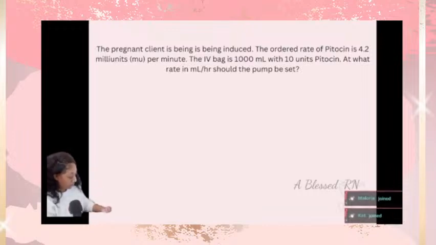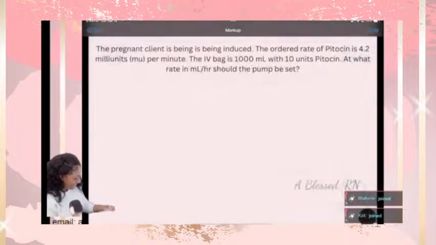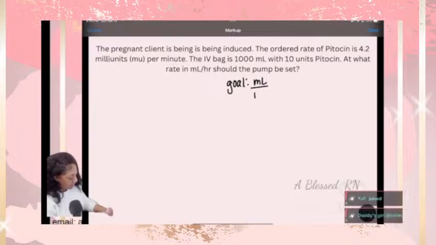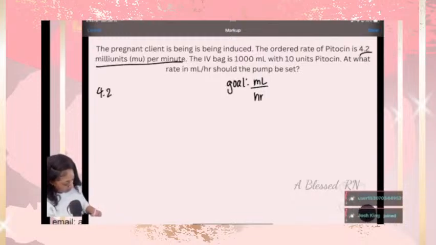Our goal is to, first let me write on the screen. All right, here we go. Milliliter on the top and hour on the bottom. Let's look at the elements of our relationship. So we got 4.2 milliunits per minute.